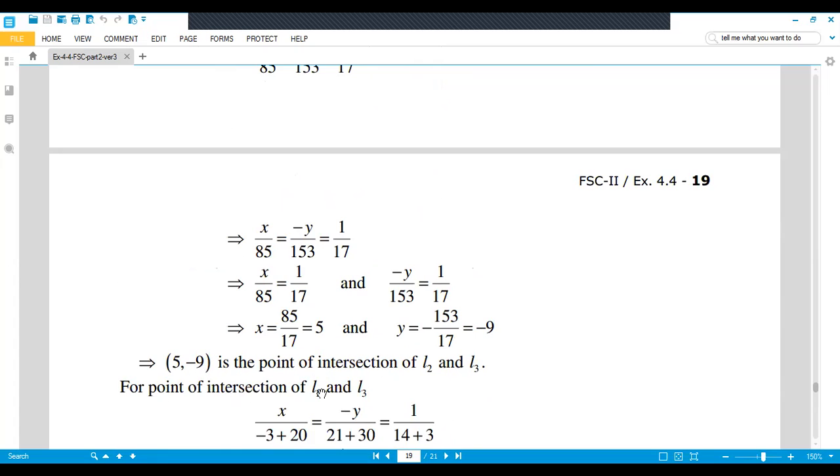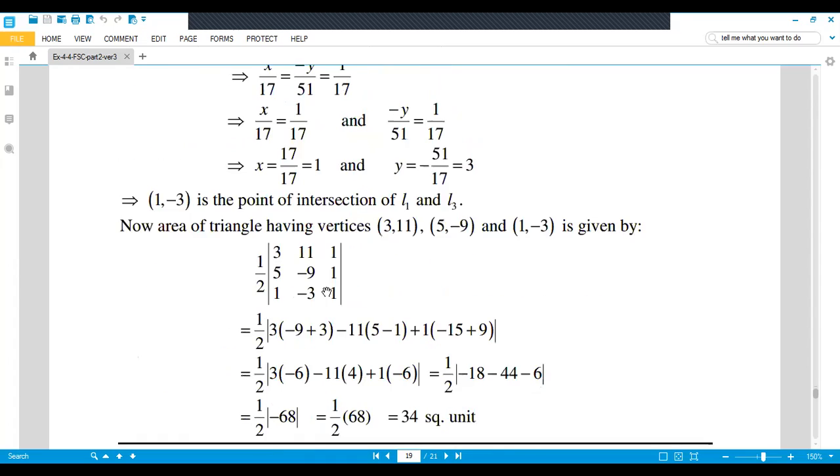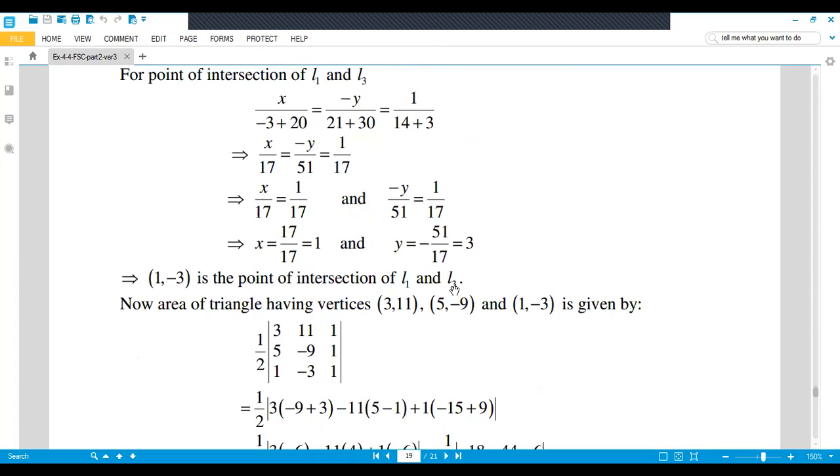For the point of intersection of L1 and L3, similarly you will take the line L1 equation and L3. For x you have to multiply minus 1 with 3 and minus 10 with 2, so you will get this. You get the third point.